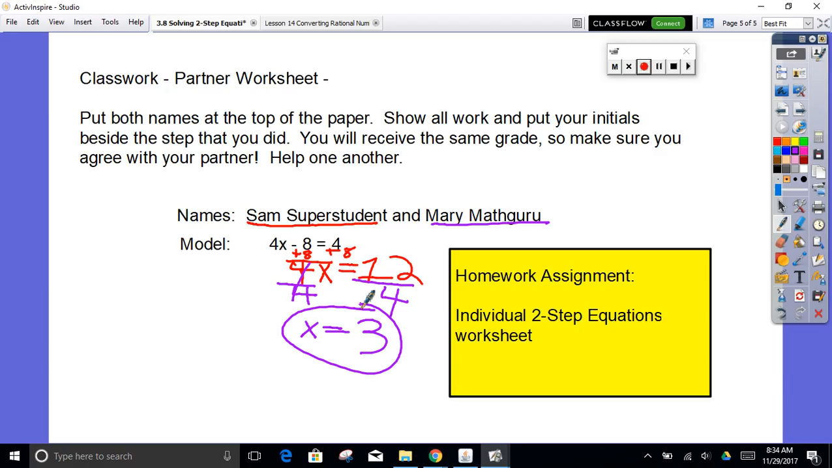Okay. Your assignment then, you also have a worksheet with individual problems. I will pass that out after you get going with your partner worksheet. I don't want you to start that until you're done with the partner one. Any questions? Ross? We're going to get more math. Yes, we will.